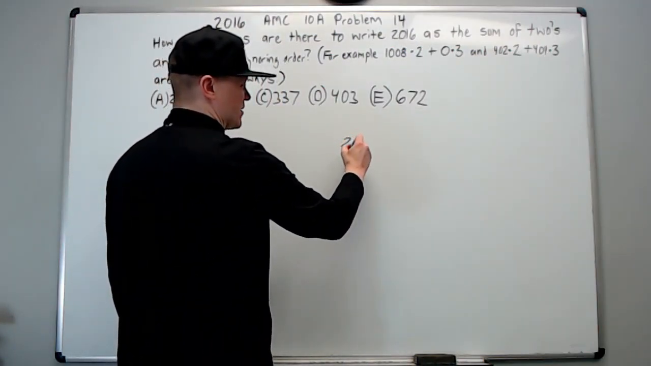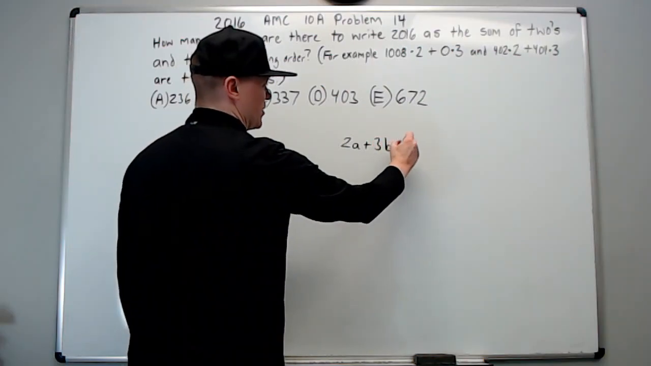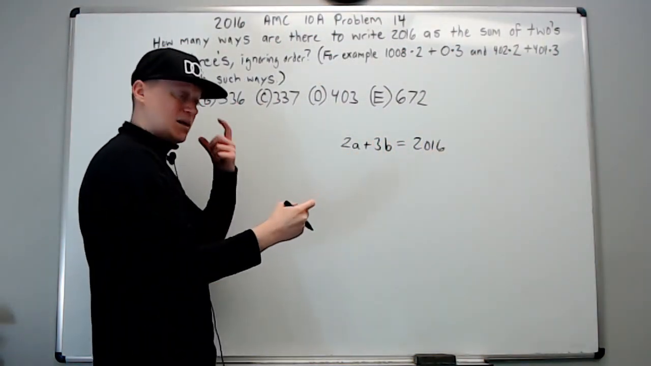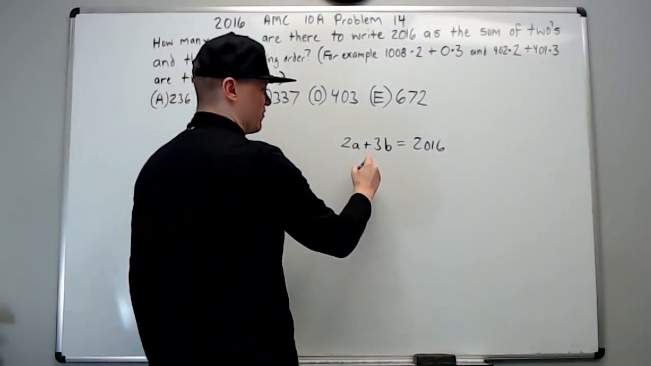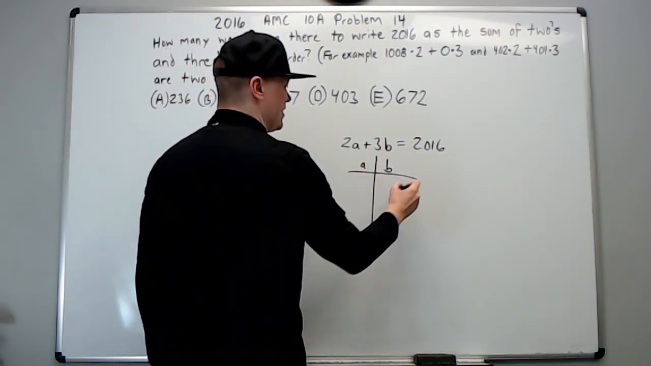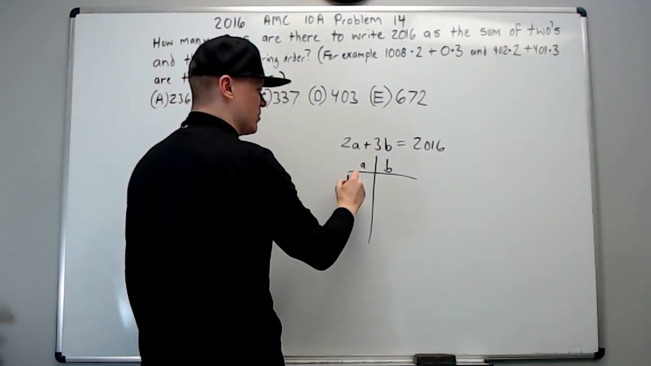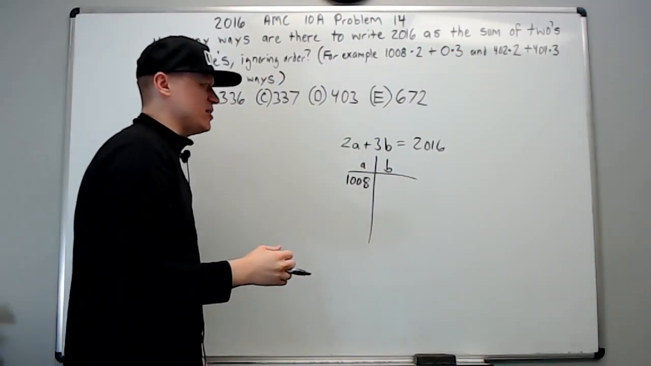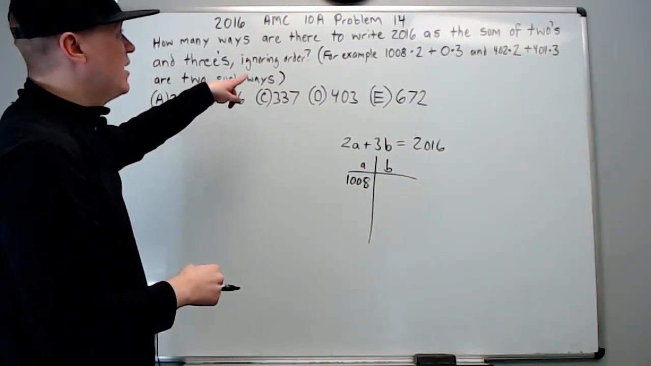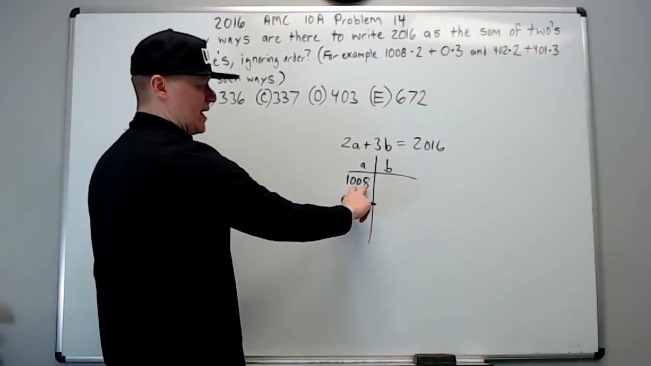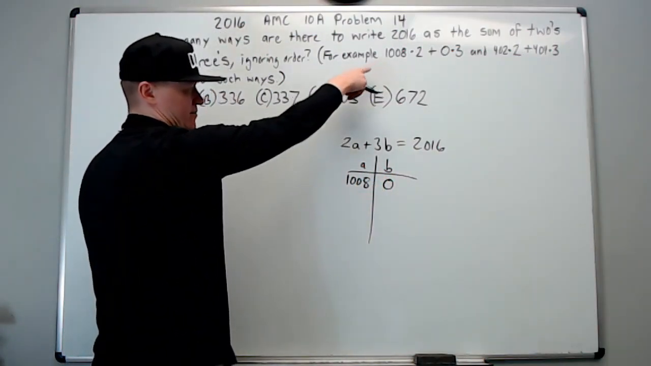What we're saying is basically 2A plus 3B needs to equal 2016, where A is the number of 2's and B the number of 3's. So let's kind of start a t-chart, and we'll use this one because it's at the extreme. It's the most number of A's. Wait, can you have negative values? No, because it's sum of 2's and 3's. So 1008 and B would be 0 for that scenario.